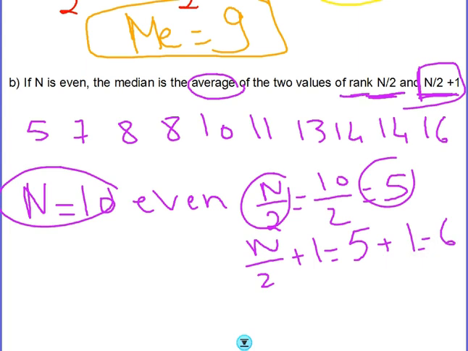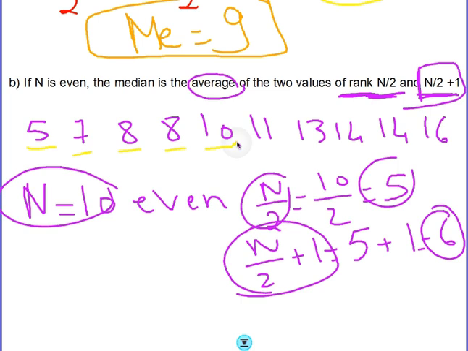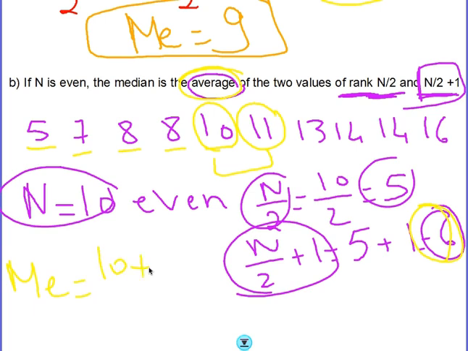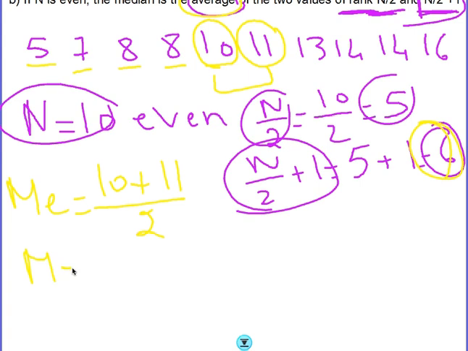Now you look at the values at rank 5 and 6. Let's count: 1, 2, 3, 4, 5. So this is rank 5, and I want rank 6 also, so this is rank 6. Now you find the average of these two. So the median is equal to (10 + 11) / 2, because I'm finding the average. So the median here is 21 divided by 2, which is 10.5.